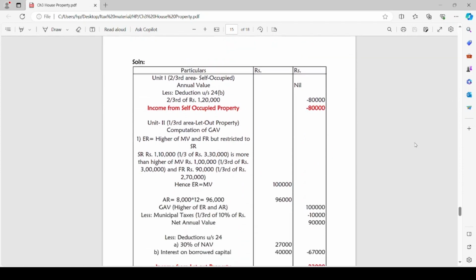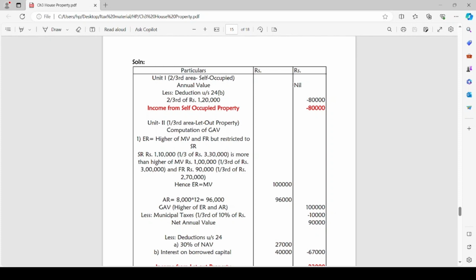So, to solve this question, since the house property has been partly self-occupied and partly let out, we have to break the same house property into two portions. The first unit is the self-occupied unit. It is 2/3 area occupied by the owner, and we know that the gross annual value of any self-occupied property will be nil. Automatically, the net annual value of any house property which has been self-occupied by the owner is nil. From this, we can avail of deduction under section 24B only. We cannot claim standard deduction.